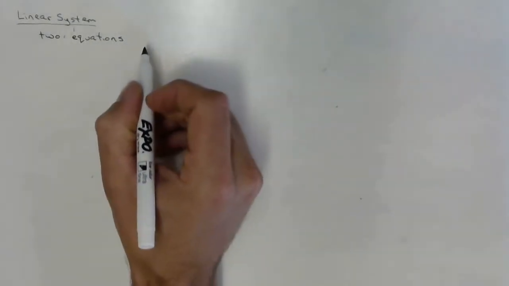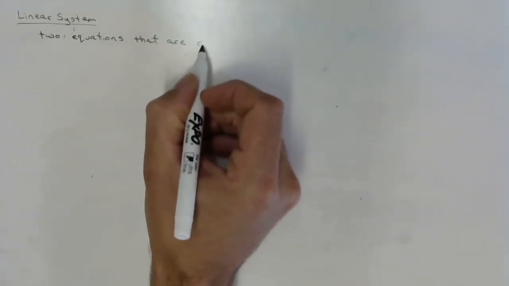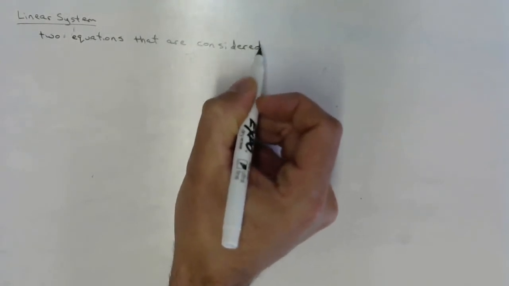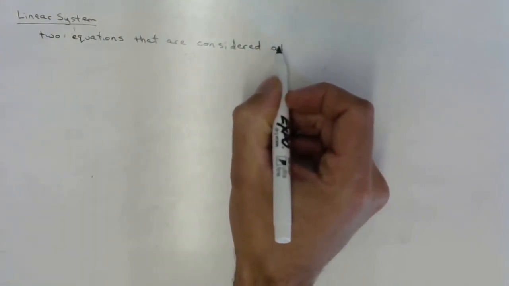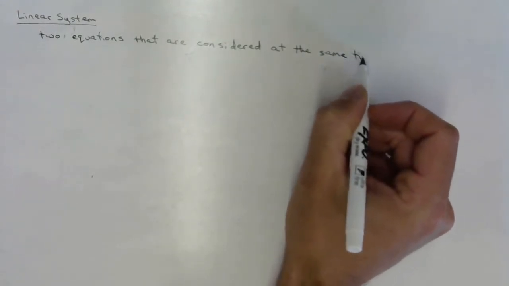A linear system. 2 equations that are considered at the same time.